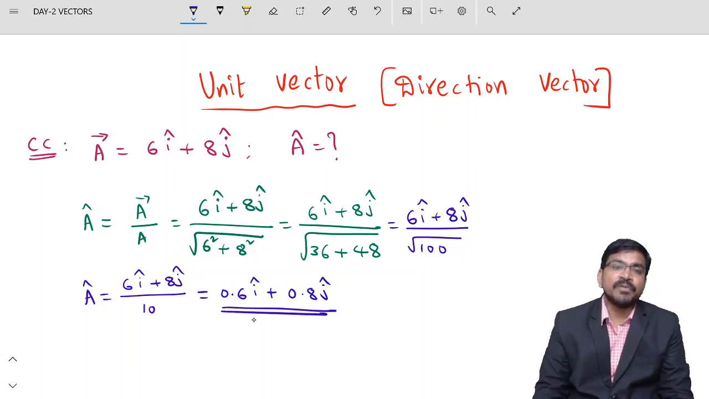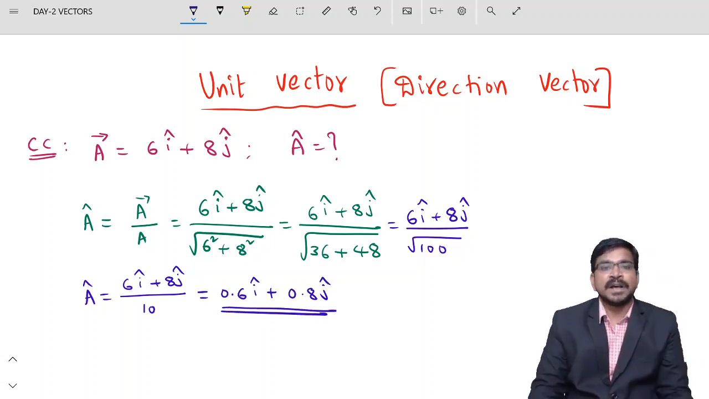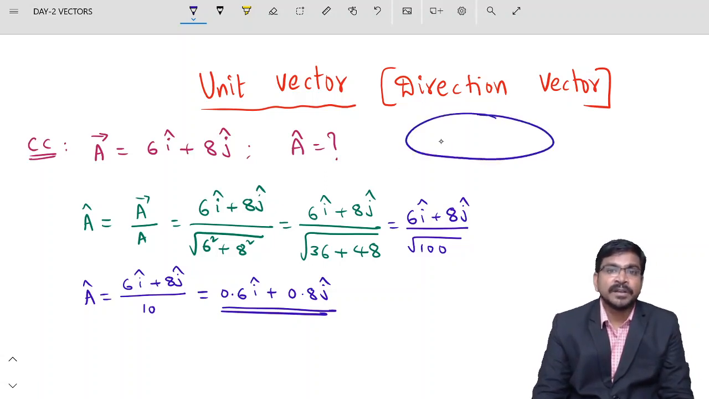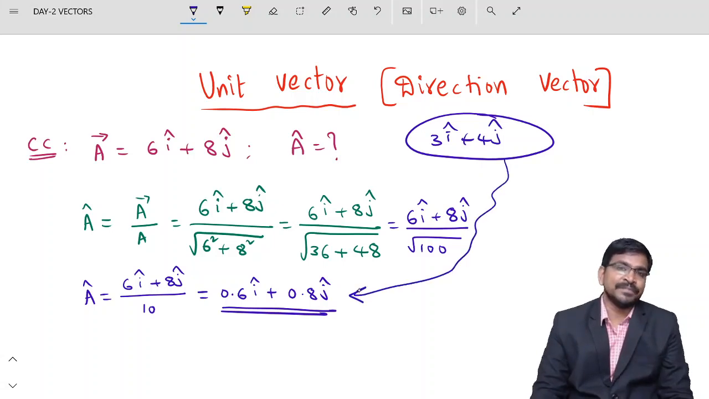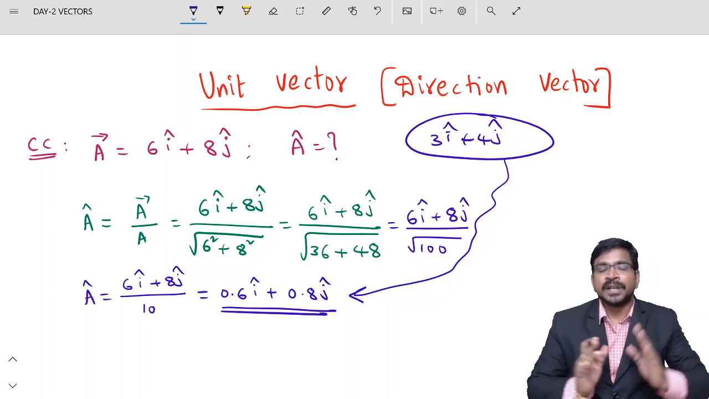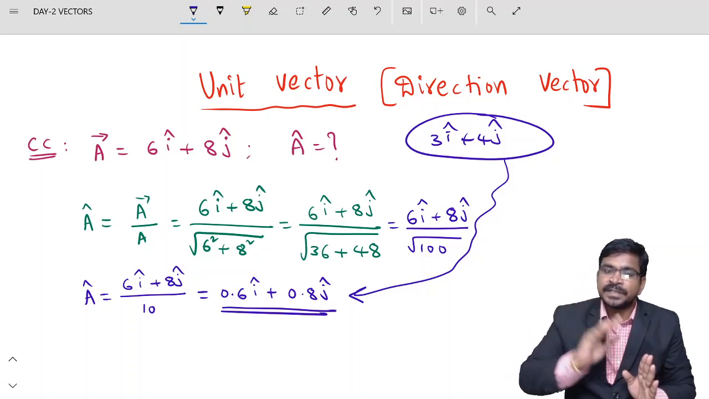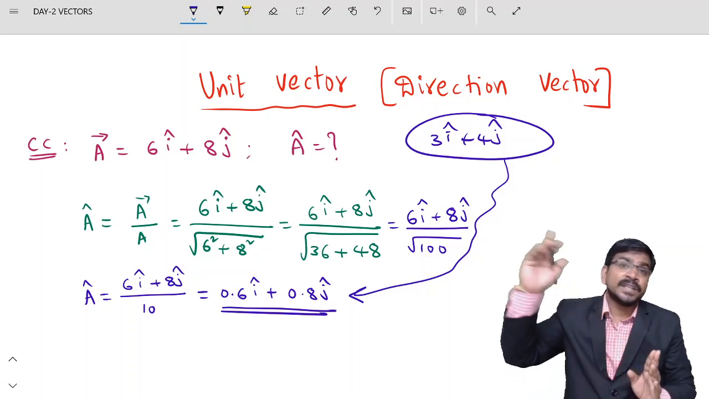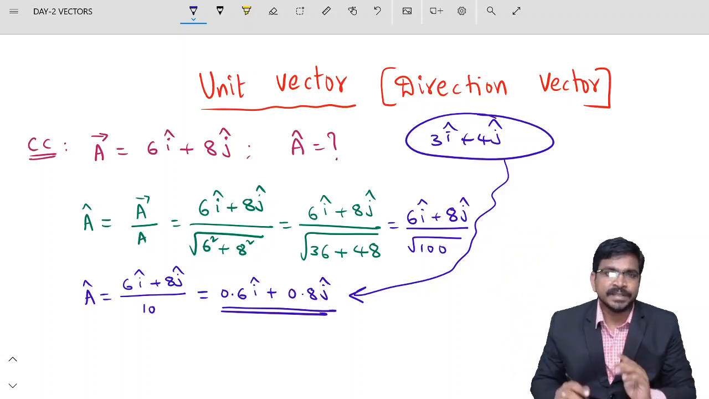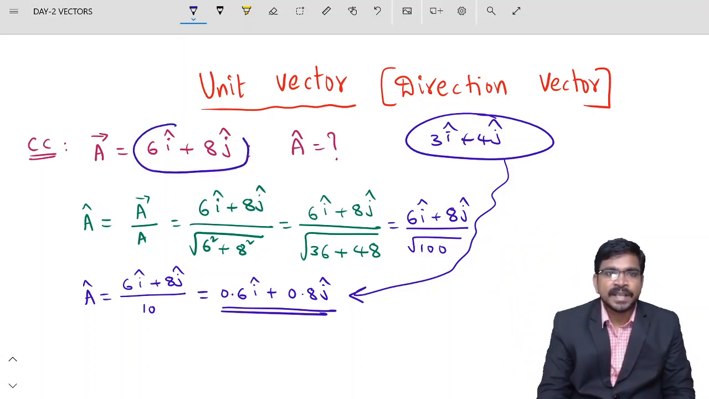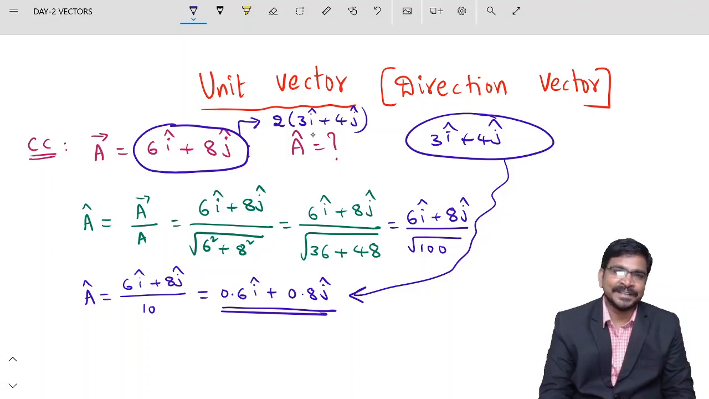You must remember one thing here. Earlier I gave an example for the vector 3i + 4j. For this vector also you got the same unit vector. That means the unit vector along 3i + 4j is 0.6i + 0.8j, and also along 6i + 8j. If you observe clearly, 6i + 8j can be written as 2 times 3i + 4j, right?